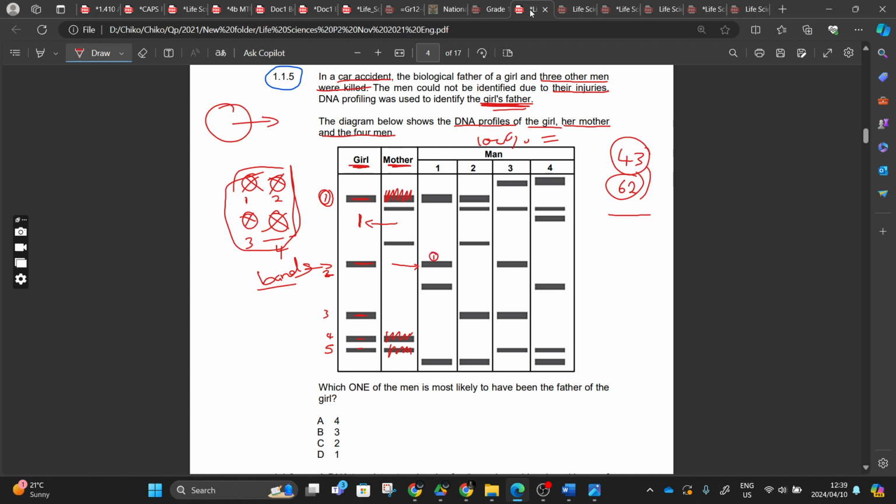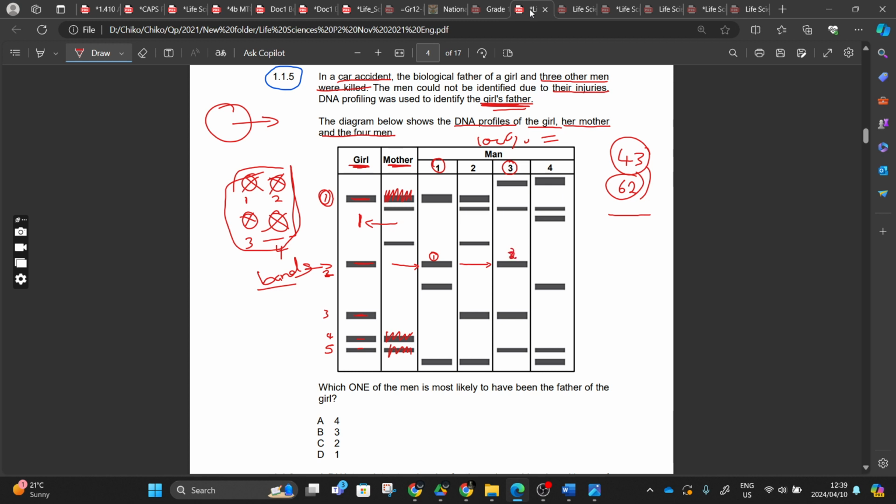This is not the final answer. We still have to find another band, right? And then we go again with this band. We can say there's a possibility of this girl inheriting this band from man 1, or she can inherit it from man 2, right? So now we can conclude maybe man 1 and man 2 were relatives in this car accident, right?